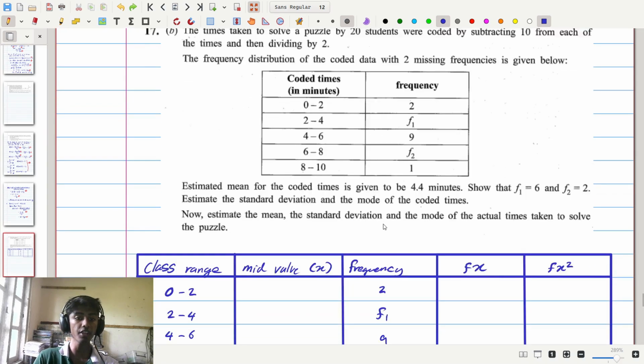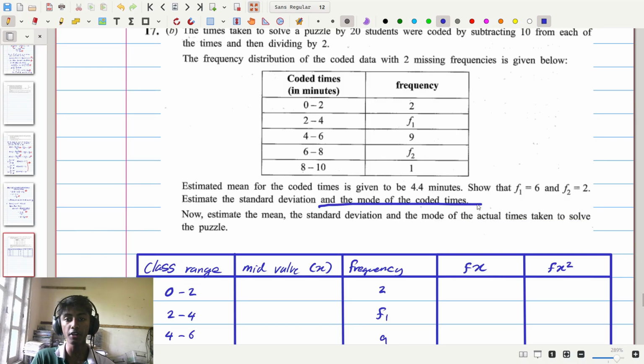Now considering this, they say the estimated mean for the coded times is given to be 4.4 minutes. Given this information, we are to show that F1 is equal to 6 and F2 is equal to 2. After this, they say estimate the standard deviation and the mode of the coded times, and finally they say now estimate the mean, the standard deviation and the mode of the actual times taken to solve the puzzle.